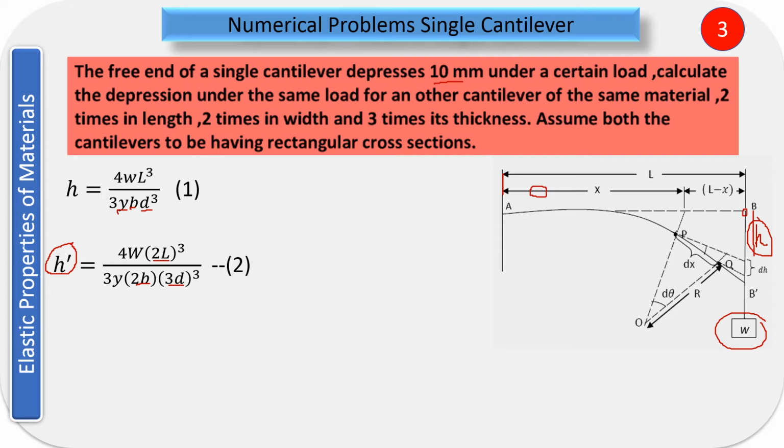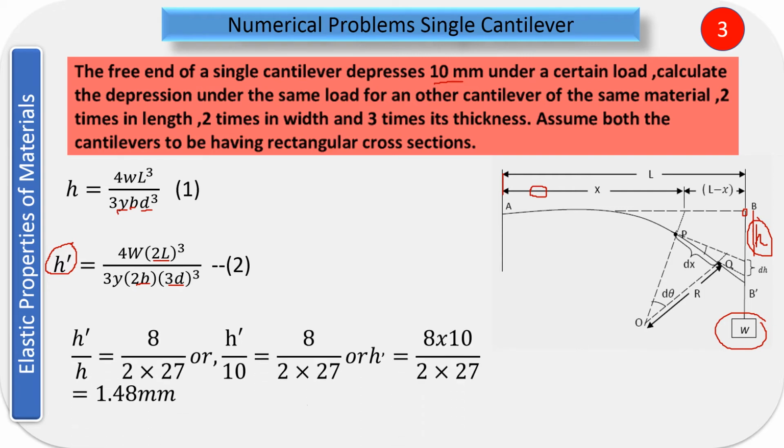That is, we can say H upon H dash, or H dash upon H, H dash upon H here I have taken. So H dash upon H, if I divide, now you see what is going to happen. This 4W L cube, this 4W L cube will get cancelled. Similarly, this 3Y will get cancelled. This B will get cancelled, and the D cube over here is going to get cancelled with this D cube.